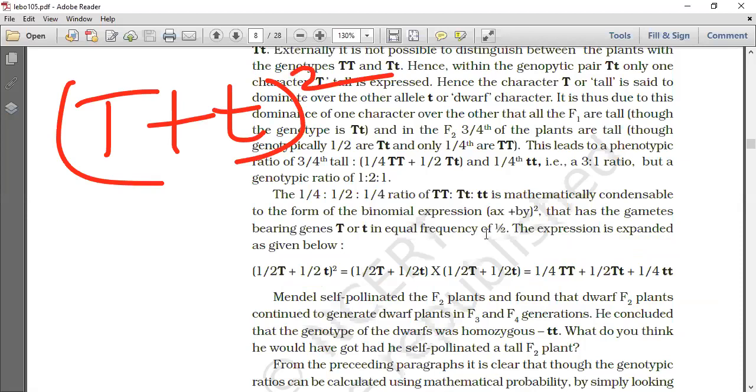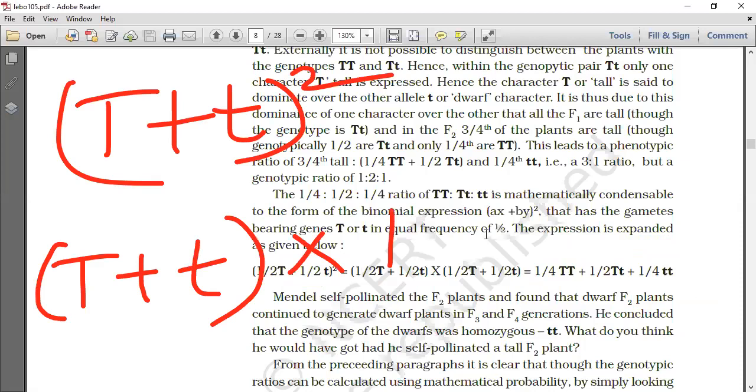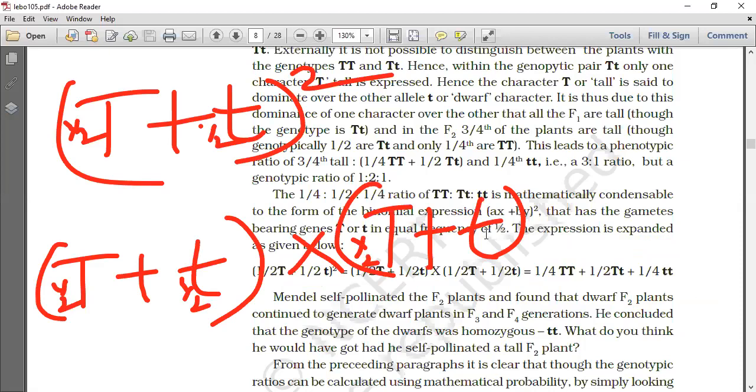That means what he did, capital T small t into capital T small t. In this way they made it up. Okay, so don't get confused. When mathematics comes, immediately problems will come. Here I am writing 1 by 2, 1 by 2. 50% of the gametes you want to see. So when 50% of gametes are present, the ultimate result will be like this.